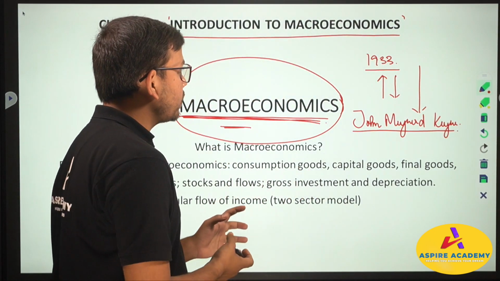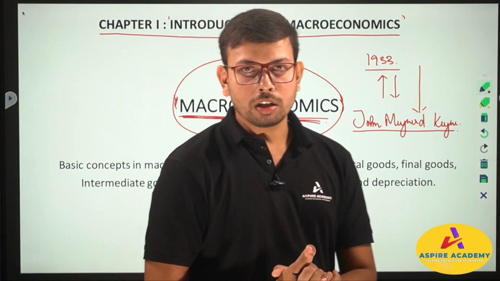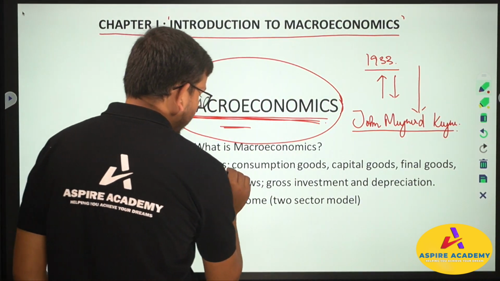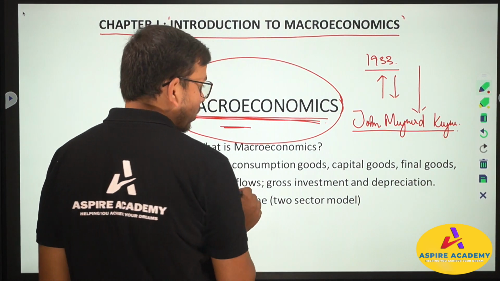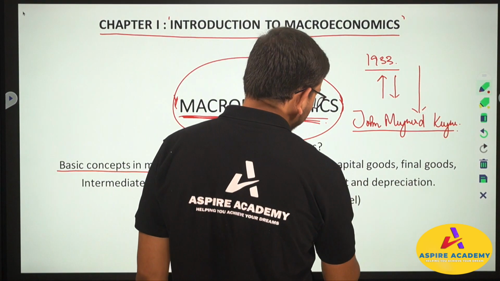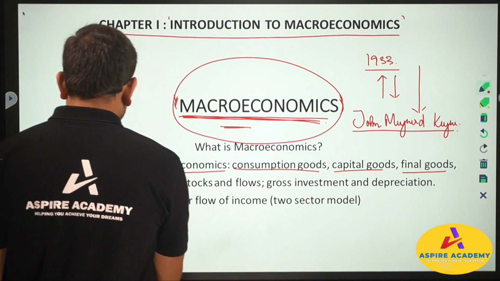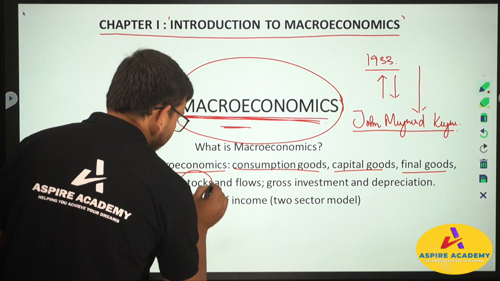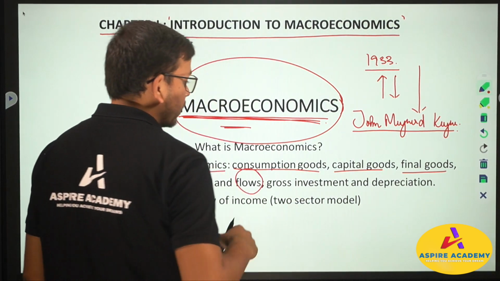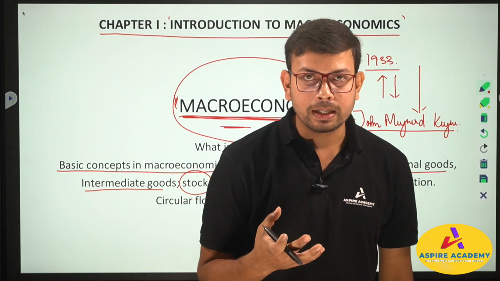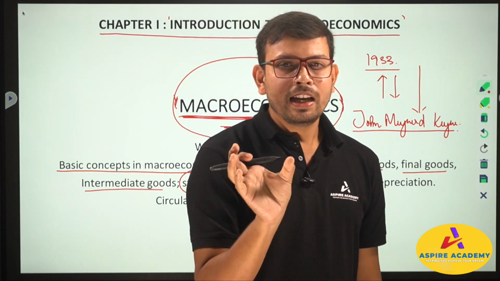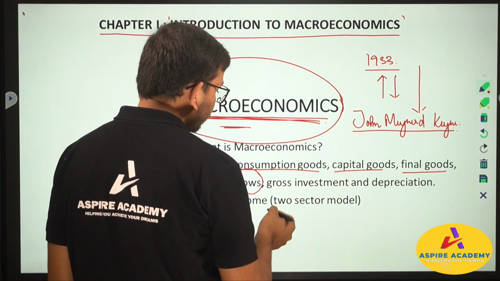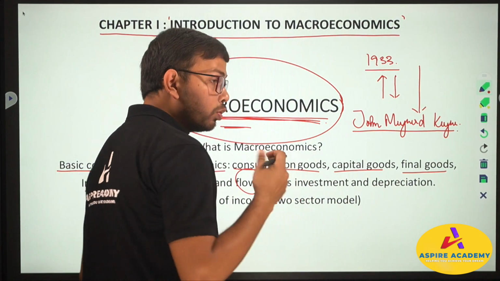In this first chapter of macroeconomics of class 12, we are going to study the basic concept of macroeconomics. We are going to study different types of goods such as consumption good, capital good, final good, intermediate good. Then we will study variables like stock variable and flow variable. Then we will study investment, the most burning topic that you are very curious to know about.